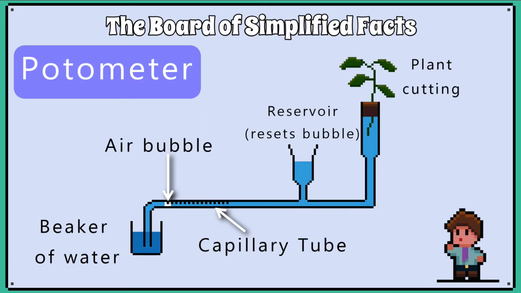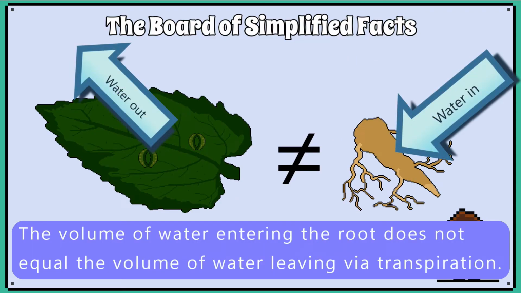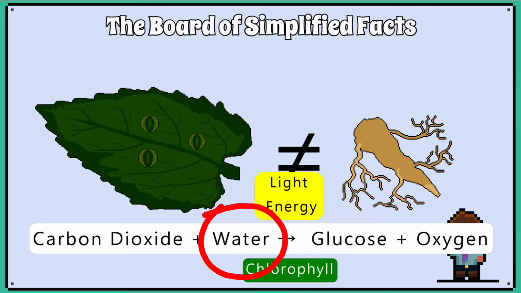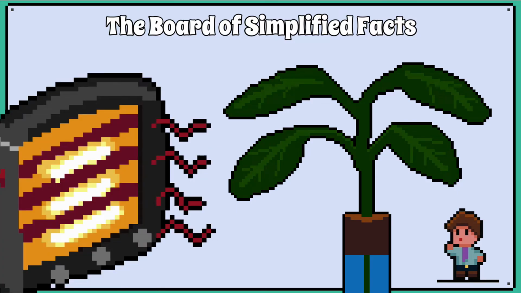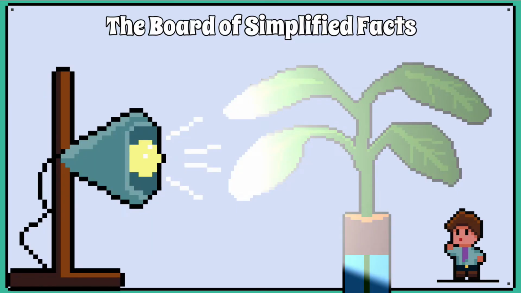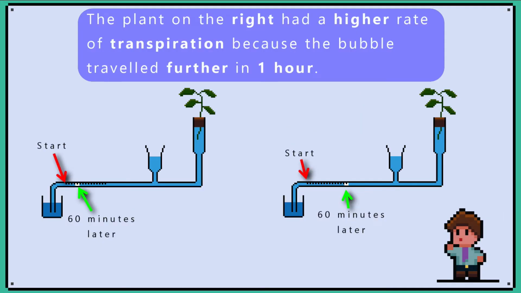We can indirectly measure the rate of transpiration using a potometer. We can't say that all the water we measure leaving the stomata is equal to what entered the roots, because some water is used in photosynthesis. What the potometer is great at doing is seeing what happens to the rate of transpiration when a plant is exposed to different conditions. Simply, when water evaporates from the stomata, the bubble travels further along the capillary tube towards the plant. So, the further the bubble moves in a set amount of time, the higher the rate of transpiration.